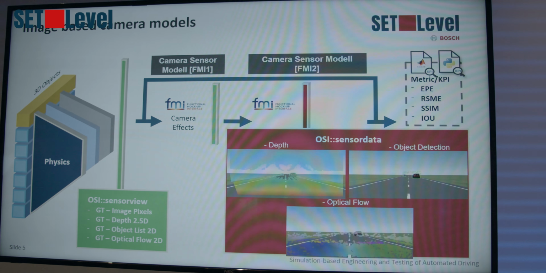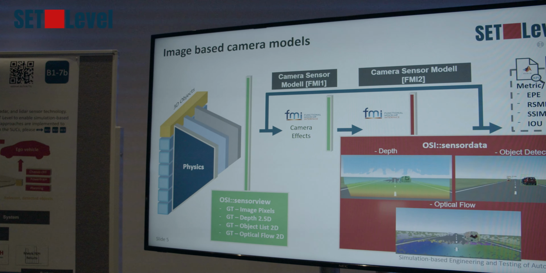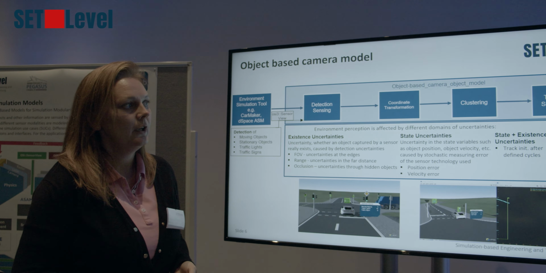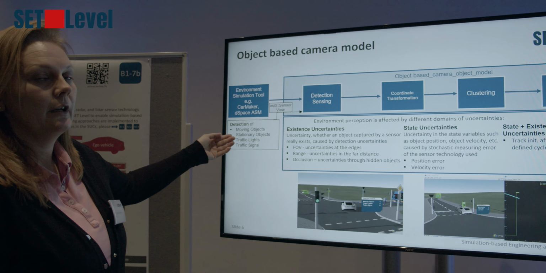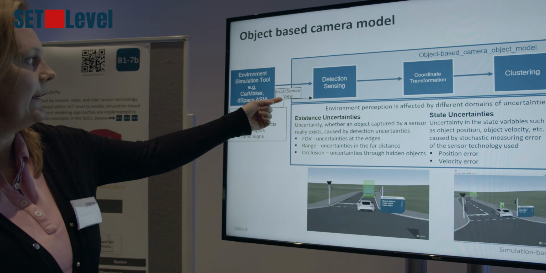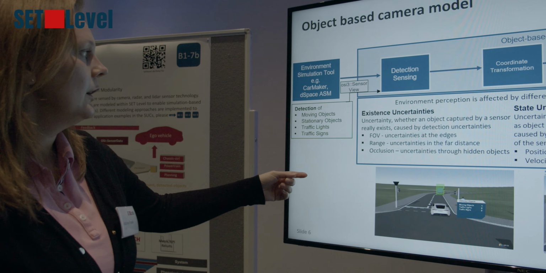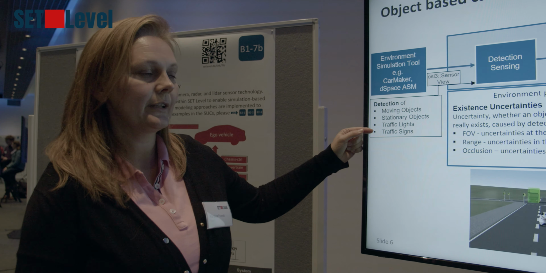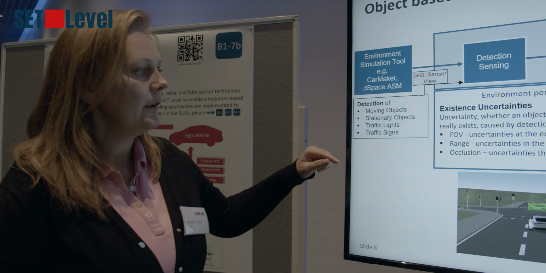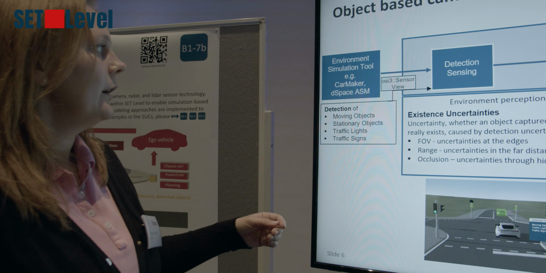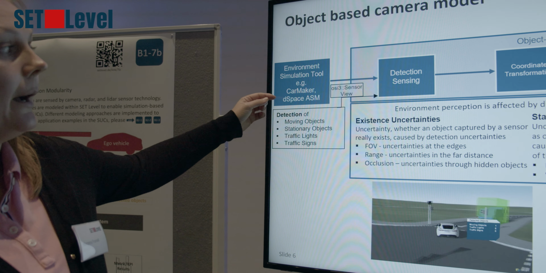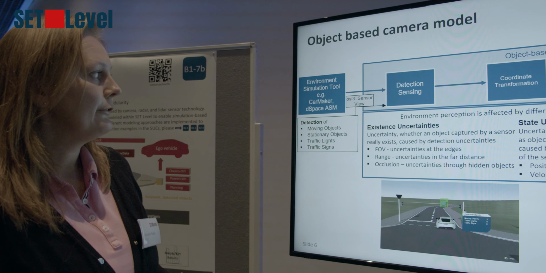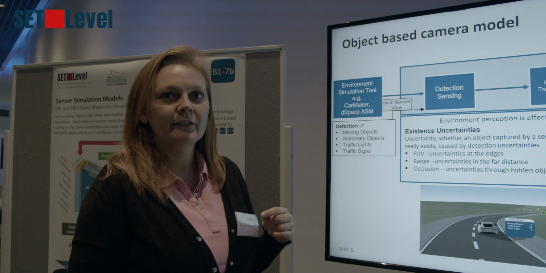And the other approach is to implement an object-based camera model where your input is really an object list using the interface OSI3 sensor view with a list for moving objects, stationary objects, traffic lights and traffic signs, and also more objects. Coming from IPG CarMaker or DSpace ASM, using also the interface OSI3 sensor view.